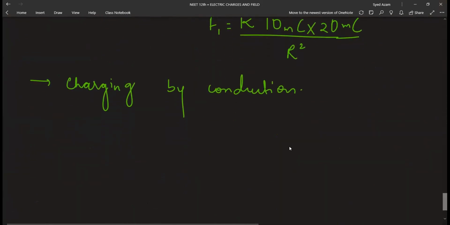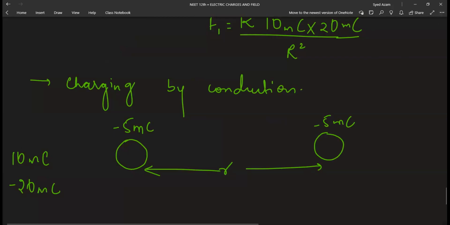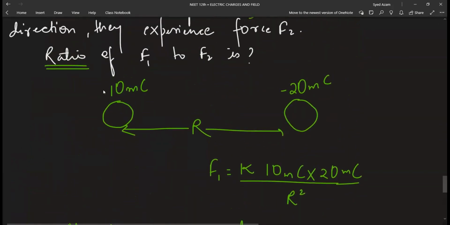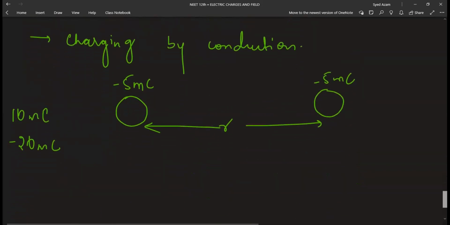So right now also the same thing happened. If they are brought in contact and then they are separated, but the distance is same. So see, this body is minus 5 millicoulomb and this body which is separated is also minus 5 millicoulomb, right? How will we get minus 5 millicoulomb? One charge was 10 millicoulomb, other charge was minus 20 millicoulomb, right? So when you add 10 minus 20 by 2, what do you get? Minus 10 by 2, that is minus 5 millicoulomb. So now you are getting minus 5 millicoulomb on each and they are separated.